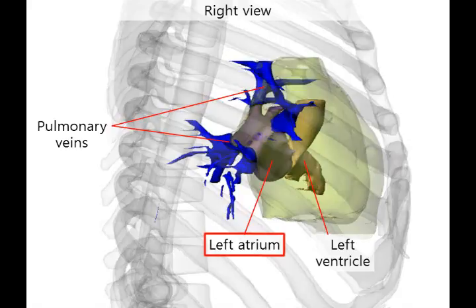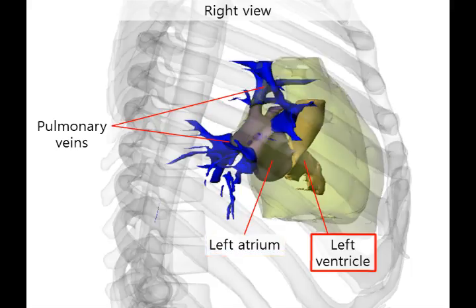Blood in the left atrium goes into the left ventricle. The left atrium and left ventricle are inner spaces for blood to pass. The wall of the left ventricle is thicker than the wall of the left atrium. This is because the left atrium sends blood to only the left ventricle, but the left ventricle has to send blood to the entire body.